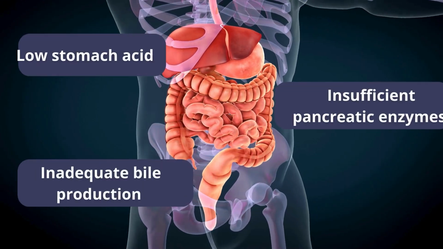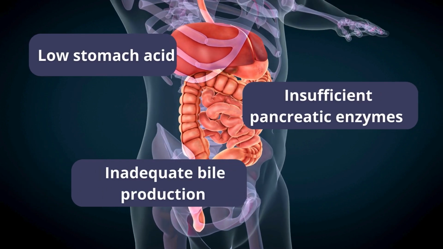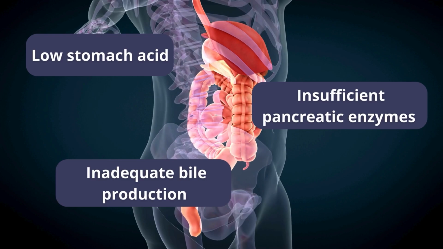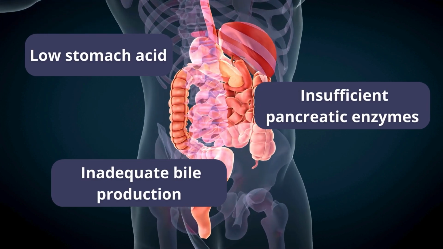Other protective mechanisms include digestive enzymes, which have antibacterial properties. Problems like low stomach acid, insufficient pancreatic enzymes, or inadequate bile production can create conditions conducive to SIBO. Additionally, slowed intestinal motility can also contribute to bacterial overgrowth. To prevent SIBO from coming back, we need to address these underlying issues. I've covered this in detail in a webinar and the link is in the description.